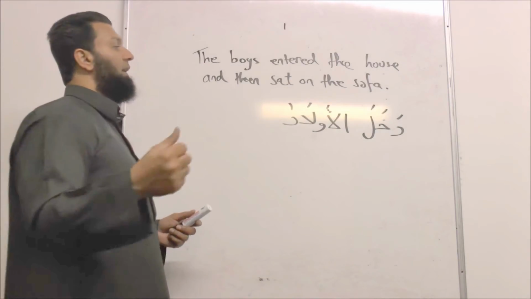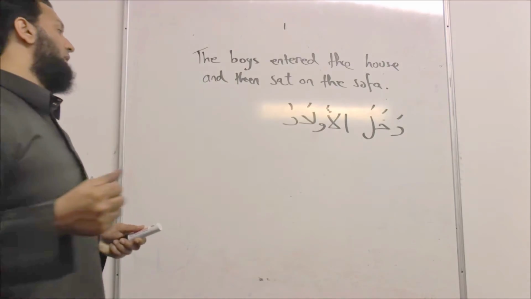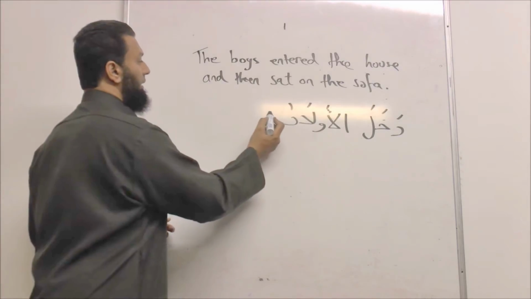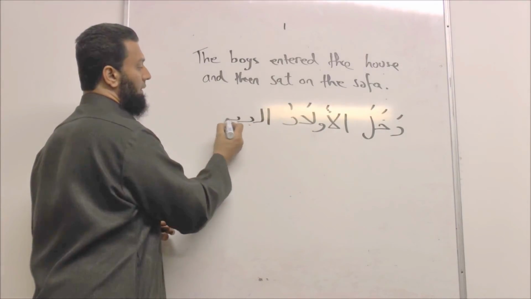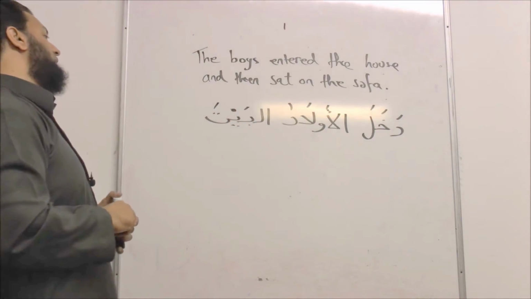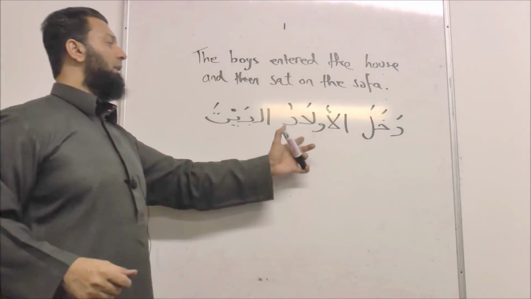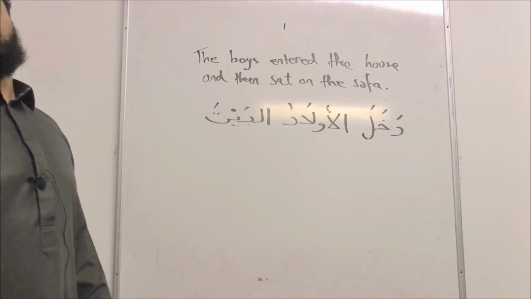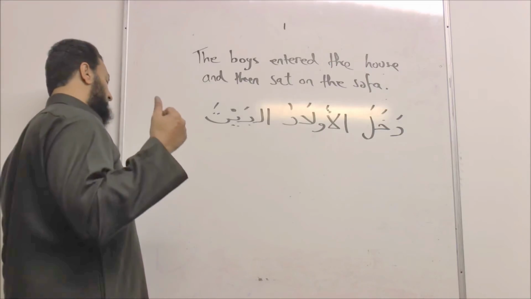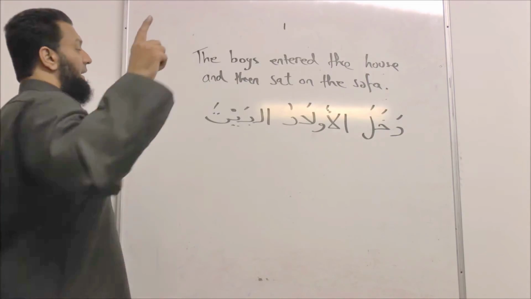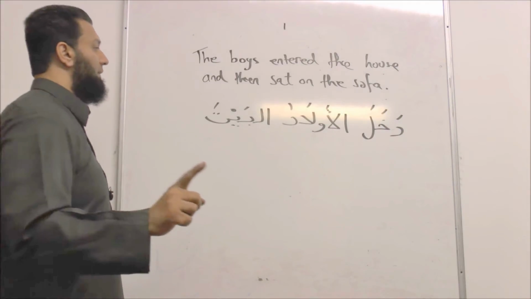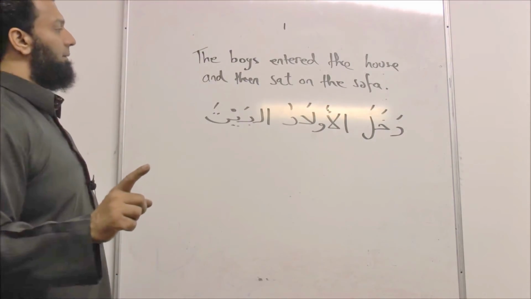Because it's a fa'ilun, and the fa'ilun is always marfu'un. So dakhala al-awladu al-bayta. Why is al-bayta mansubun? It's maf'ulun bihi. Because it's the maf'ulun bihi, and the maf'ulun bihi is always mansubun. And the indicator that it's mansubun is the fatha. Good. I like that. Dakhala al-awladu al-bayta.